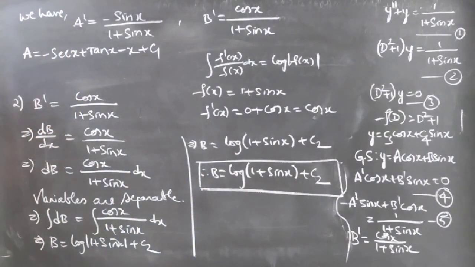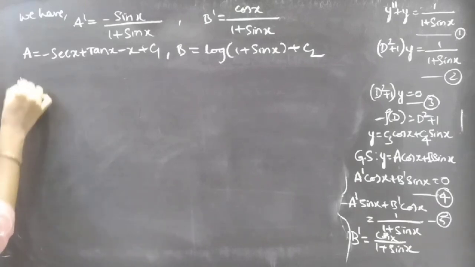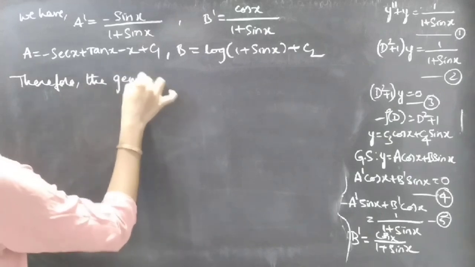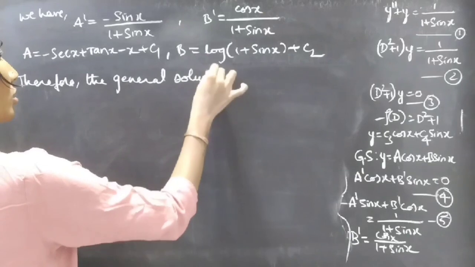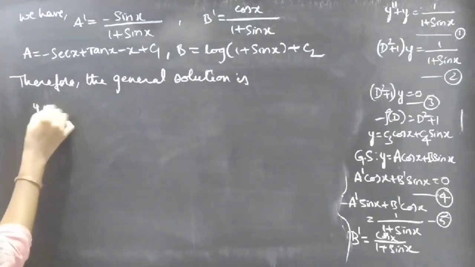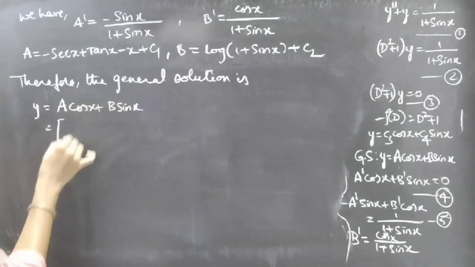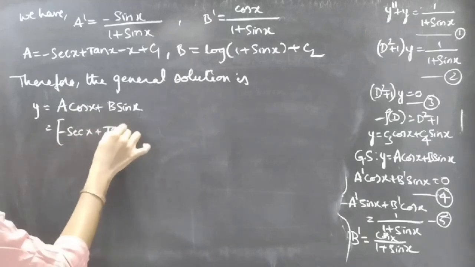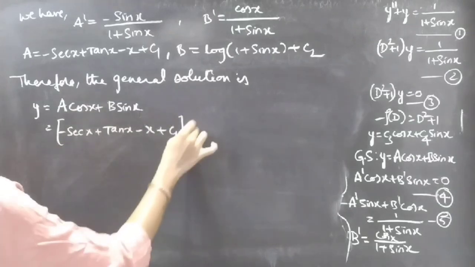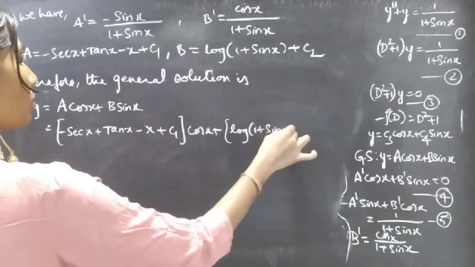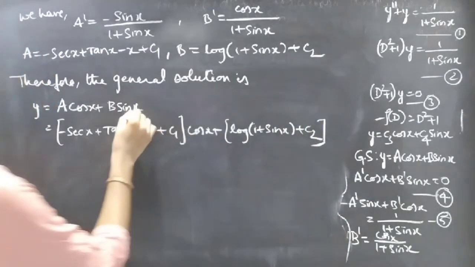We got B and A as well. So let's now write the general solution using y equals a cos x plus b sin x. Therefore, the general solution is given by y equals a cos x plus b sin x. Let's now substitute a and b. We have a as minus secant x plus tan x minus x plus c1 into cos x plus b as log of 1 plus sin x plus c2 into sin x.